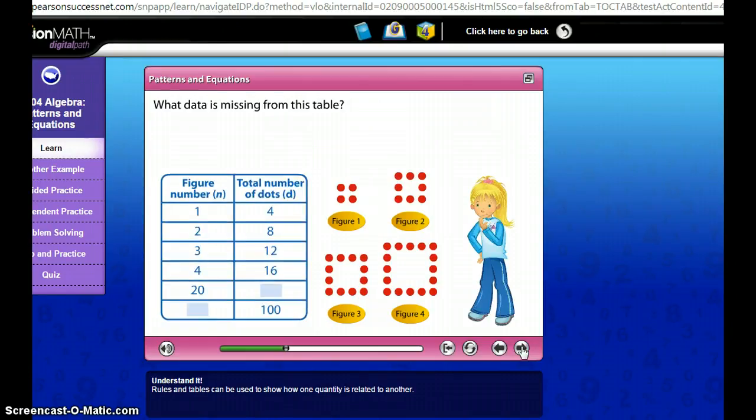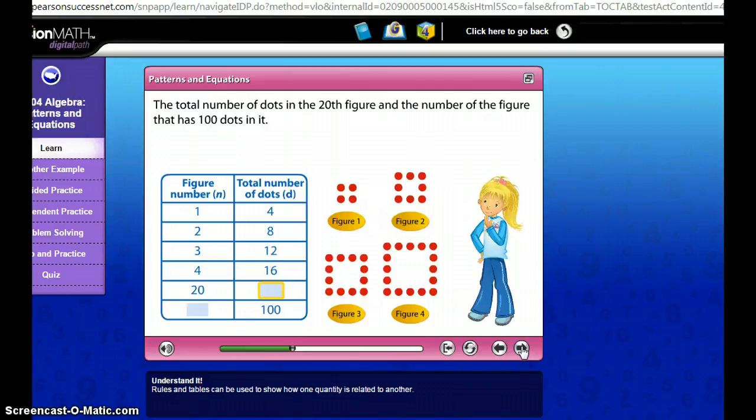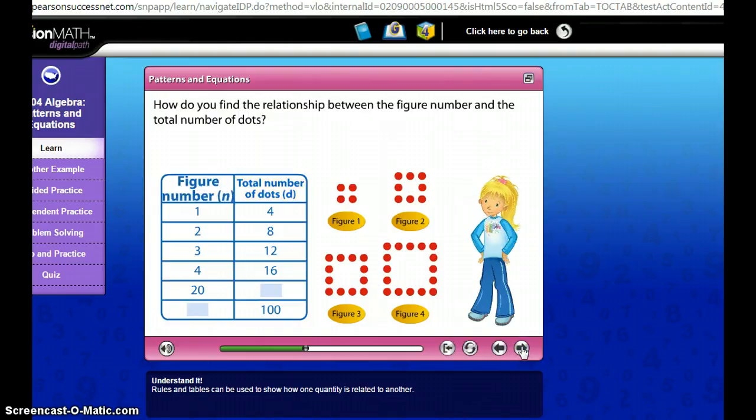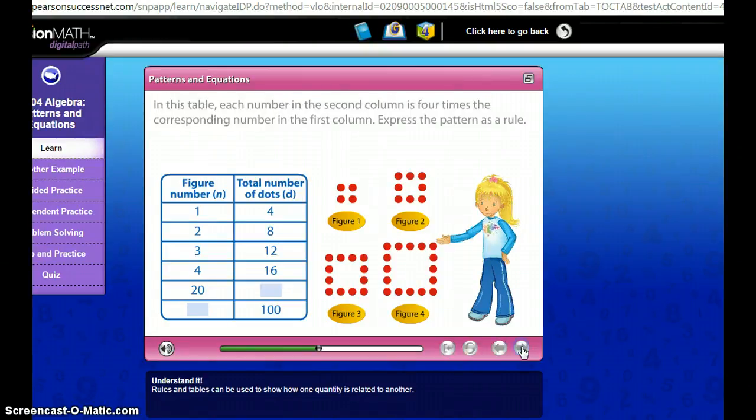What data is missing from this table? The total number of dots in the 20th figure and the number of the figure that has 100 dots in it. How do you find the relationship between the figure number and the total number of dots? Destiny told us n times 4. Each number in the second column is 4 times the corresponding number in the first column.